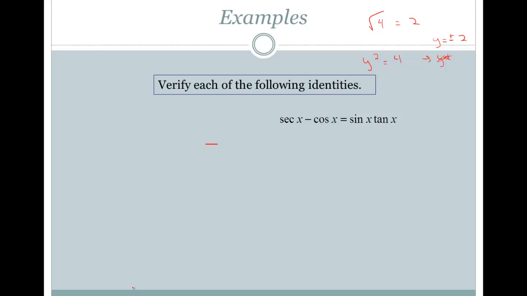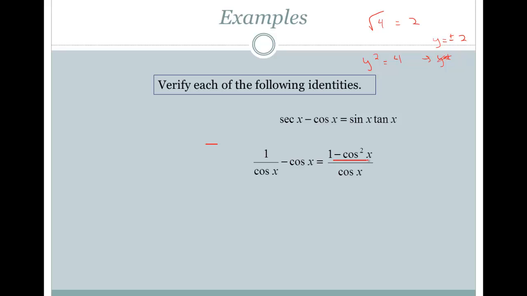Secant x minus cosine x equals sine x tan x. What I would do here is I would start still on the left hand side, get rid of the subtractions. It would be easier, and I would start by converting that secant to cosine. I would now look to get a common denominator. The common denominator here is simply going to be cosine of x. So I'm going to get 1 minus cosine squared x over cosine x.